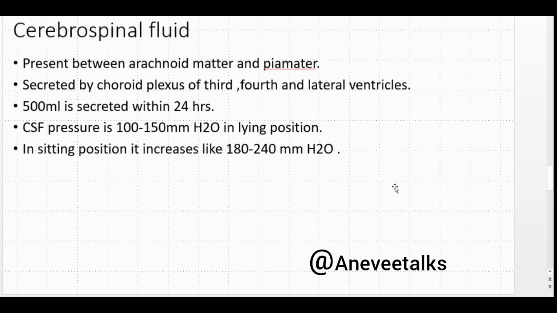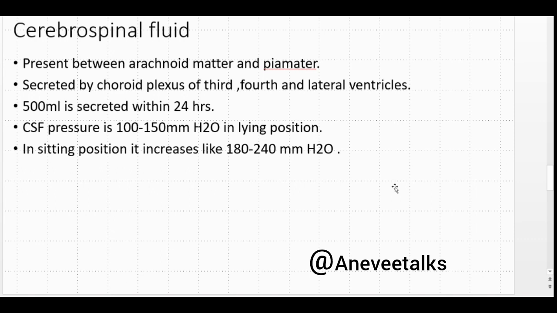So it has some pressure. Just like we have blood pressure to flow, so that nutrition can be carried to all the parts of the body, there should be a pressure. Like that, in cerebrospinal fluid, we have a pressure that is called the cerebrospinal fluid pressure. As I already said, it's present between the arachnoid mater and pia mater. Between arachnoid and pia mater, what space do we have? We have the subarachnoid space. This is the space where cerebrospinal fluid is present.